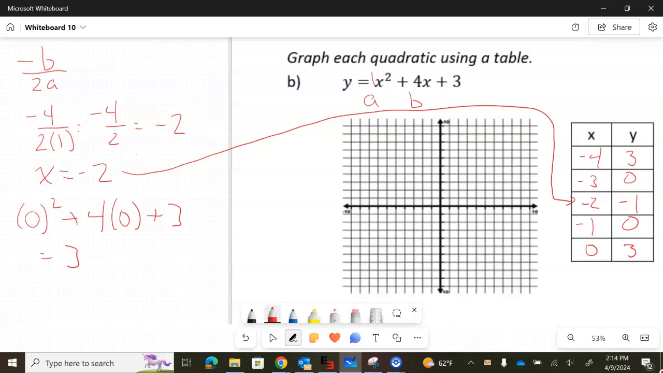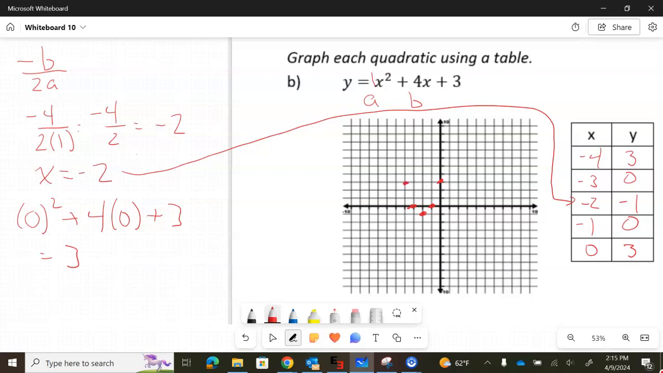Let's, just like we filled in the table, let's start in the middle. I want to know where my vertex is going to be. My vertex should be at -2, -1. Okay, now I'm going to go to -1. -1, 0 would be right here. And I'm going to work my way out. -3, 0, because they should be symmetric. Then I have an ordered pair at 0, 3. And I also have something at -4, 3.